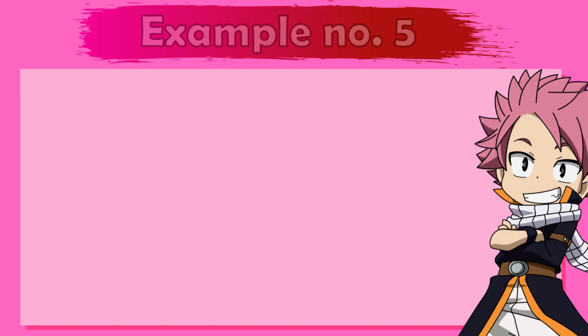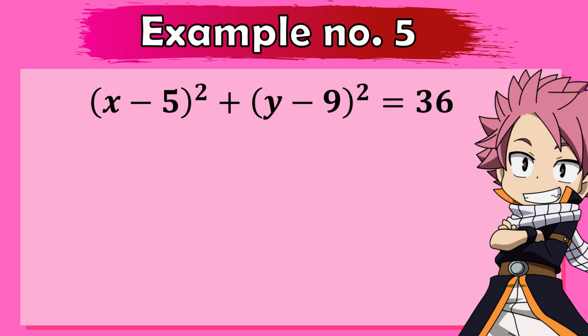Okay? For the next one, for the last two examples, we will go the other way around. What is the given here? The given is the standard form of the equation of a circle. What do we need to find? In this case, we need to find the coordinates of the center of the circle, which is denoted by h and k, and the length of the radius.